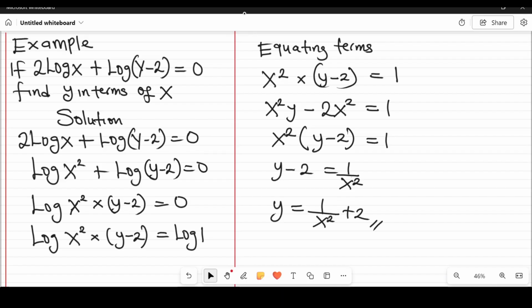We just apply the laws of logarithm and we arrive at the expression that shows y in terms of x.